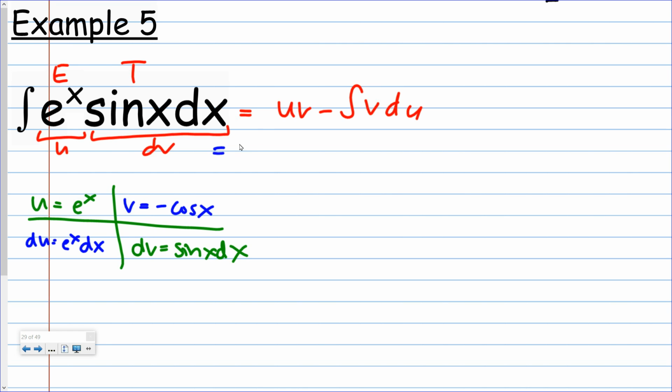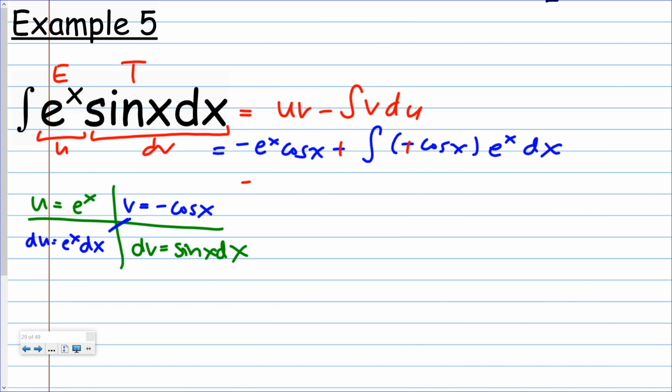So U times V is negative e^x cosine x minus, minus what? Minus the integral of these two multiplied together, v du. So that's going to be minus negative cosine x e^x dx. Okay. Do you agree? This is a minus minus. So if I pulled out this negative scalar, this would be plus plus.